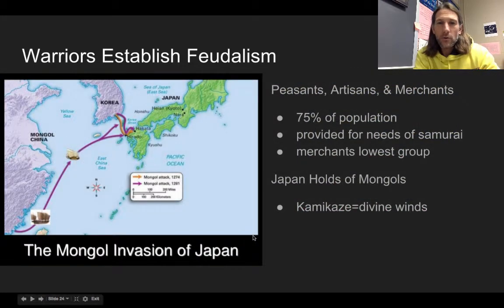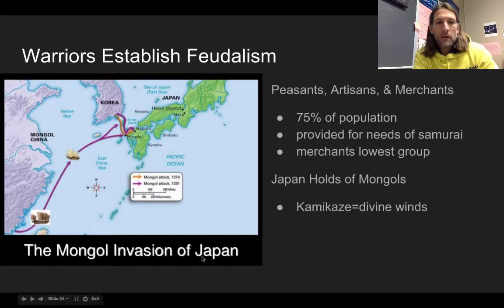Again, the vast majority of Japanese are peasants, artisans and merchants. Nearly 75% of the population is peasants. They provided for the needs of the samurai. Merchants are by far the lowest of those three groups. So merchants aren't highly valued in Asian culture, and we saw that in China as well.